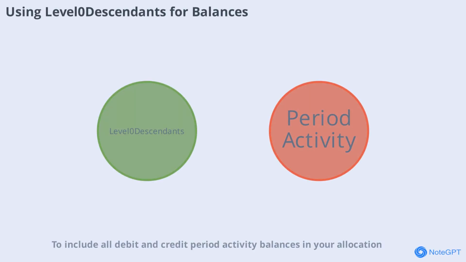To include all debit and credit period activity balances in your allocation, use the @level0 descendants function at the POV level. Set the amount type to PTD and the balance amount to period activity. This approach ensures that all relevant balances are considered during allocation, providing a comprehensive view of account activity for accurate distribution.